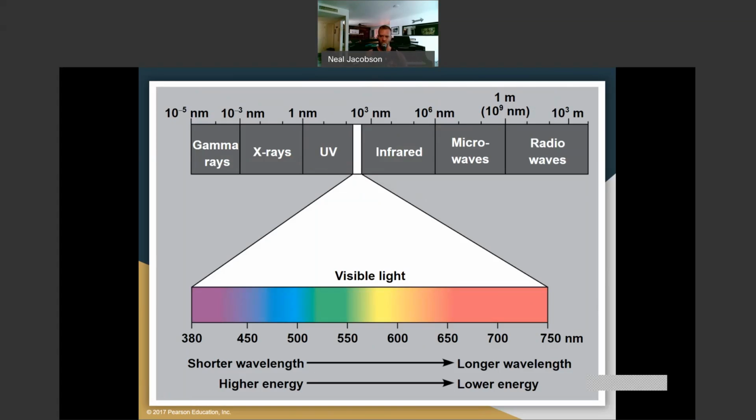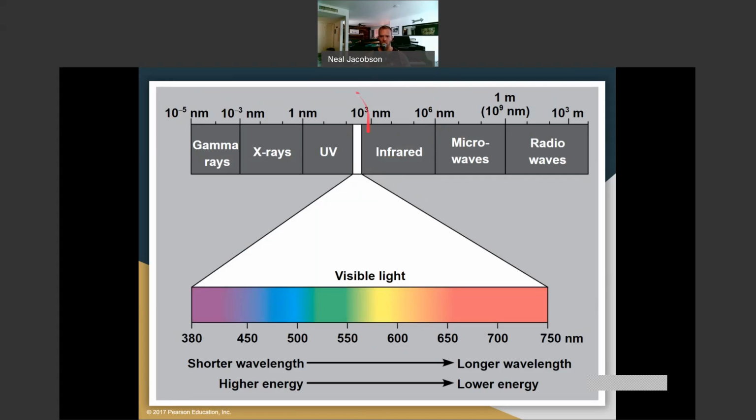So you have a distance between the peaks and the troughs, just like waves in the ocean. What's the distance between this wave and that wave? That's the wavelength. So when we're talking about electromagnetic radiation or photons, we're asking what's the distance between the peaks in that photon wave?